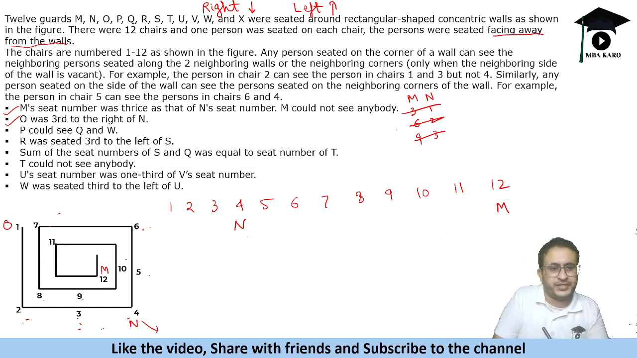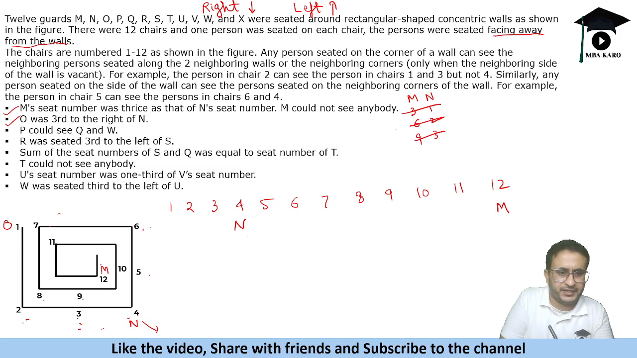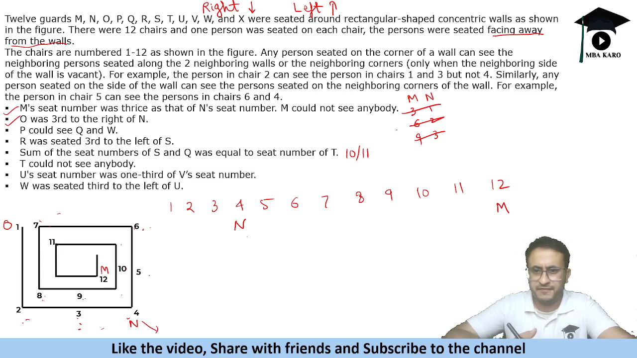Okay, so if you see, T can be, see, 12 cannot see anybody, 11 cannot see anybody because no one is here, no one is here. Okay, then 10 can also not see anybody because no one is here, no one is here. 9 can see 8, 8 can see 7, 6 can see others. So T can be 10 or 11. Okay, so there are two possibilities. We will come to it now. S and Q, so multiple possibilities of sum of S and Q, and T is 10 or 11, right? So that sum is 10 or 11, and we will come to it next.